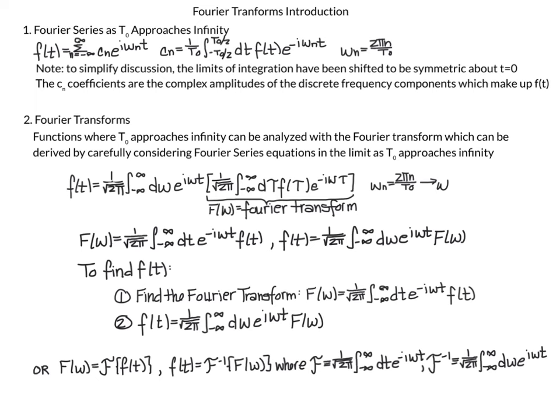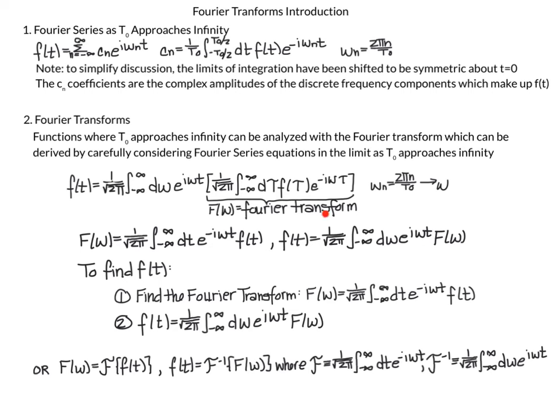We can represent our non-periodic function f of t as 1 over 2 pi, the integral from negative infinity to infinity, of e to the i omega t times our Fourier transform. And our Fourier transform is 1 over square root of 2 pi, integral from negative infinity to infinity, f of t, or f of tau, e to the minus i omega tau.